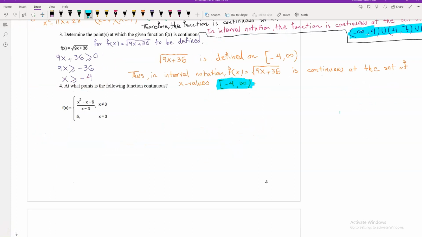At what point is the following function continuous? What is given, this function is a piecewise defined function. So what is given here on this part, the expression for x not equal to 3, that part is rational expression. But for x equal to 3, what is given is a constant. So here we have division of two polynomials.